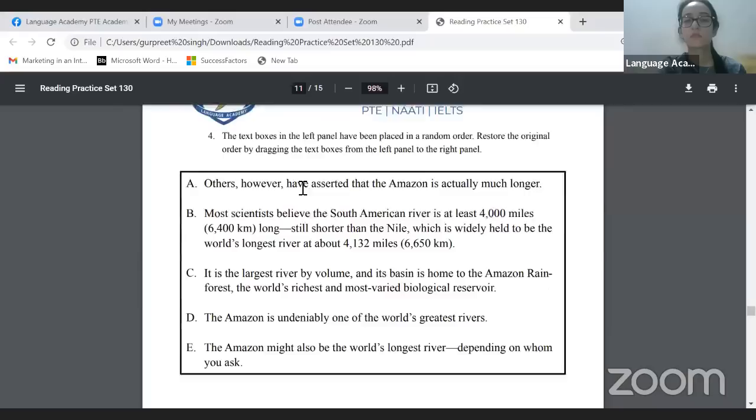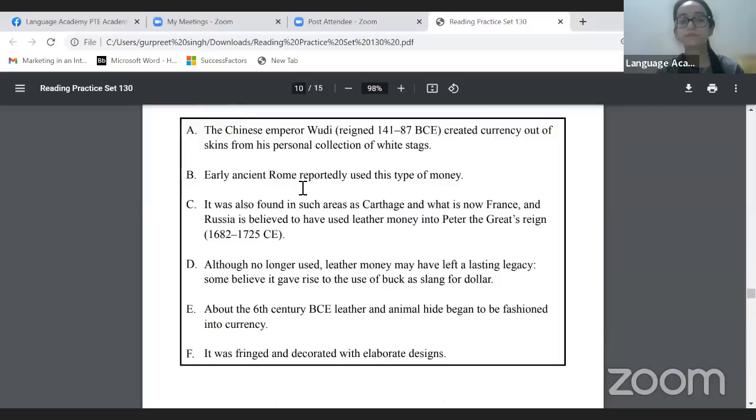What is it, Prabhupada? Fourth, what? Four marks or what? Fourth sentence. So E was first, B second, C third, A fourth. So that's why I am telling you that you have to take care about the order.